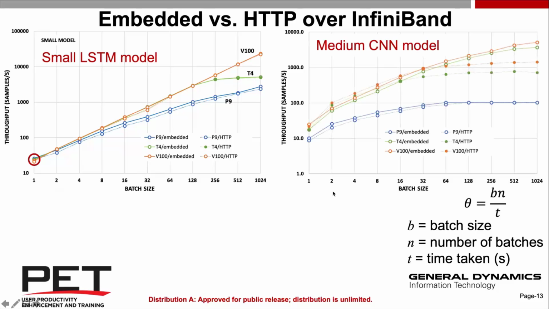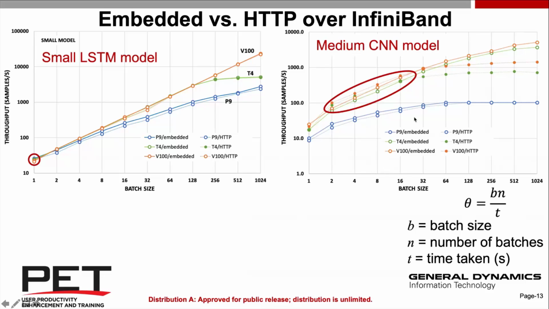As far as the medium model, we found an interesting result. While we would expect that the embedded approach would always outperform the distributed approach, or the inference serving approach, we actually found that the inference serving approach outperformed the embedded approach for a number of batch sizes in this specific model, from 2 to 16.